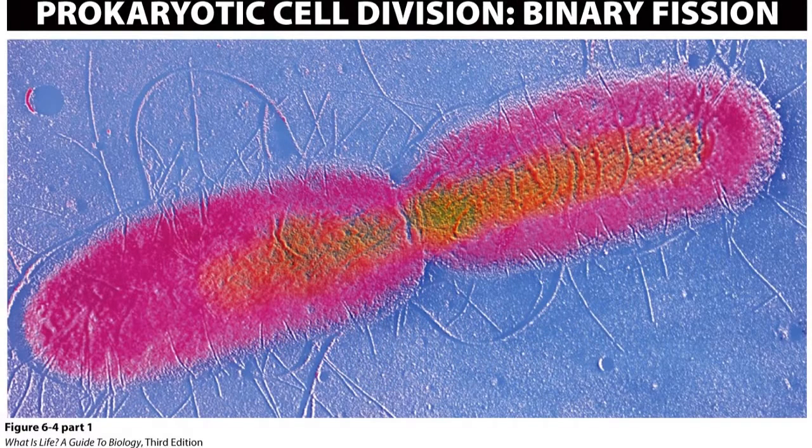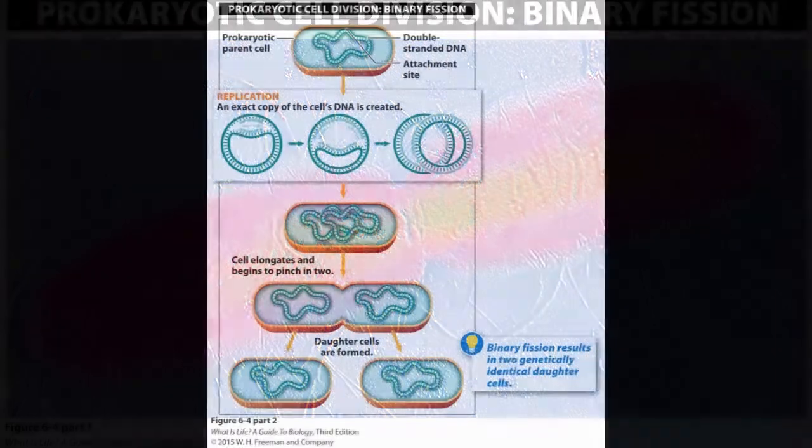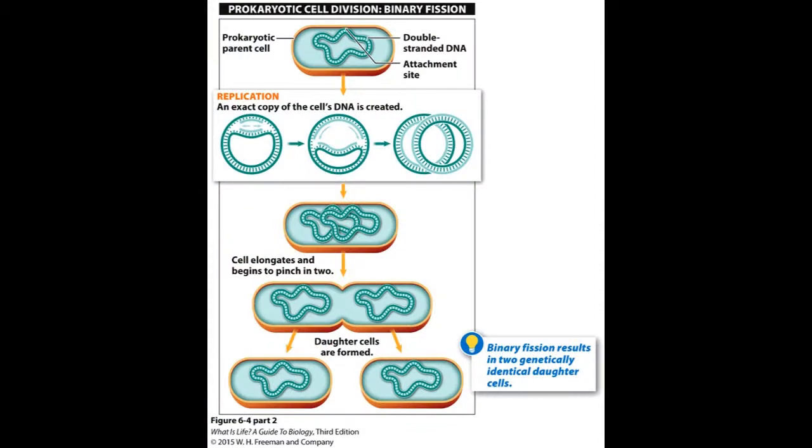The 2 newly created circular chromosomes attach to the inside of the plasma membrane at different spots from each other. The original cell, called the parent cell, then pinches in until it divides into 2 cells called daughter cells. Each of the daughter cells has an identical 2-stranded copy of the original 2-stranded circular chromosome. In some prokaryotes, such as the bacteria called E. coli that live in our digestive system, the complete process of binary fission can occur very quickly, often in as little as 20 minutes. Binary fission is considered asexual reproduction.